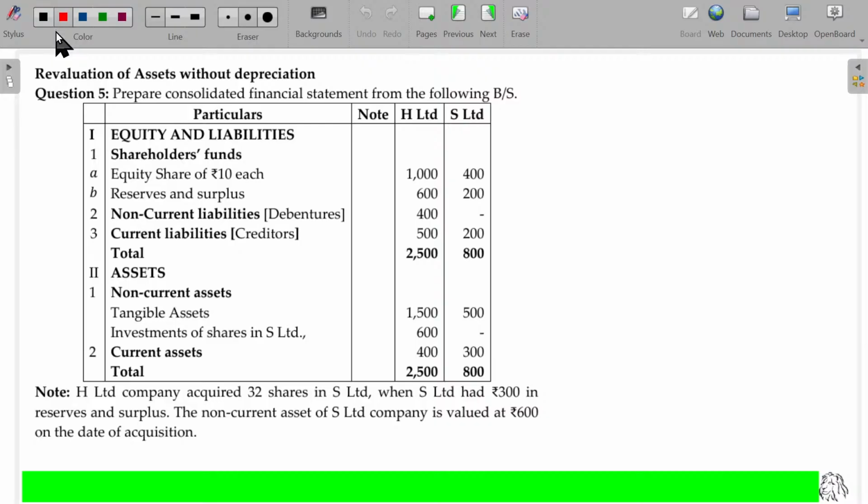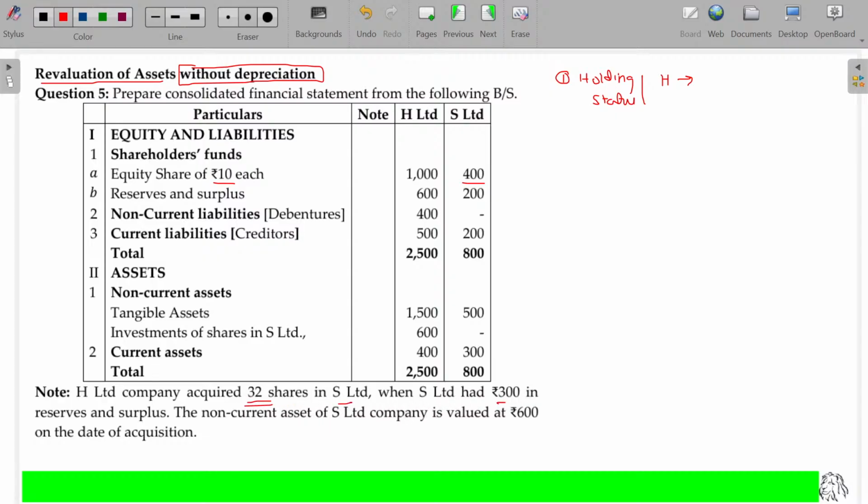Question number 5. It includes revaluation of assets also. That revaluation of assets has no impact on depreciation, right? As usual, you will start with the first one, holding status. How many shares are there? At the rate of rupees 10, it means 40 shares are there. Out of that, H Limited, the holding company, acquired 32 shares in S Limited.